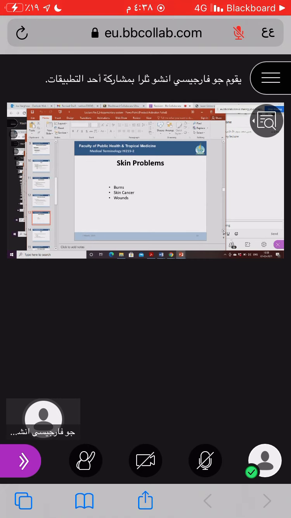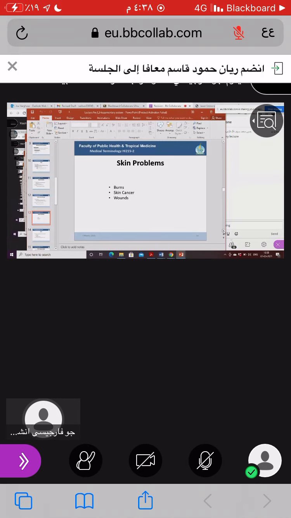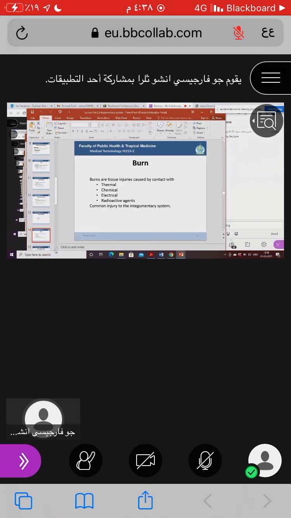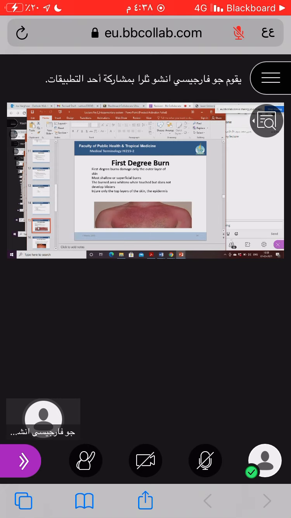Burns are given here, and all three different burns: first degree burn, second degree burn, and third degree burn. It's important, and you should be able to clearly tell what you mean by first degree burn, second degree burn, or third degree burn. In the slides, it is very clearly explained, all with pictures, what you mean by first degree, second degree, or third degree burn.